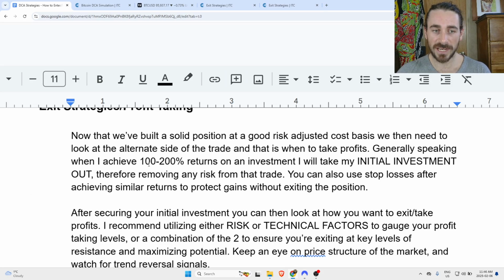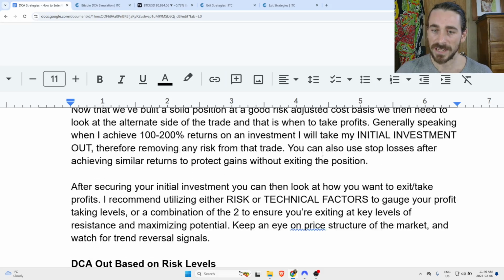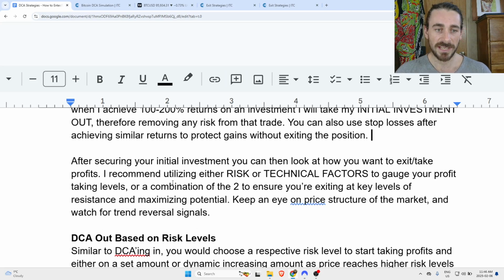Generally speaking, when I achieve 100 to 200% returns on an investment, I take my initial investment out, removing any risk from that trade. You can also use stop losses after achieving these returns to protect gains without exiting the position. Then after securing your initial investment, look at how you want to take profits further going forward. I recommend utilizing either risk or technical factors to gauge your profit taking levels. I use a combination of the two. So I'll start taking some profits based on risk levels, and then I hold a percentage that I will sell at certain technical factors that maybe tell me we're due for a reversal or an upcoming downtrend. So utilizing the two together.